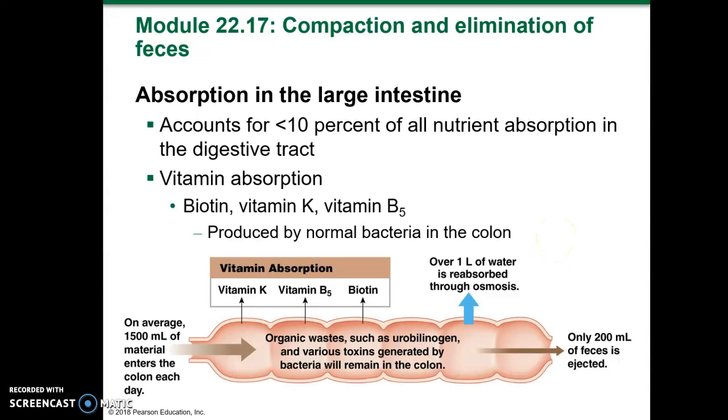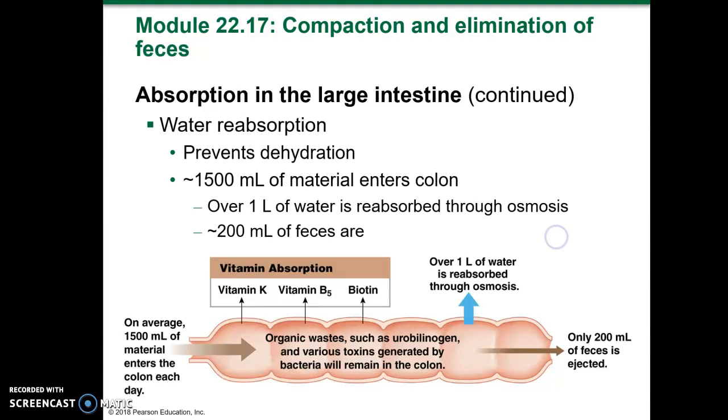Absorption in the large intestine accounts for less than 10% of all the nutrient absorption in the digestive tract, but it is important. We have vitamin absorption: biotin, vitamin K, vitamin B5. These are produced by the normal bacteria in the colon. Water reabsorption is very important in the colon. It prevents dehydration. About 1,500 milliliters of material enter the colon, and over 1 liter of water is reabsorbed through osmosis. About 200 milliliters of feces are produced.